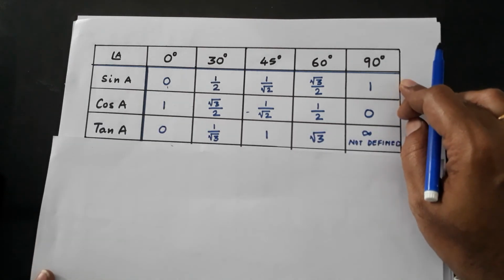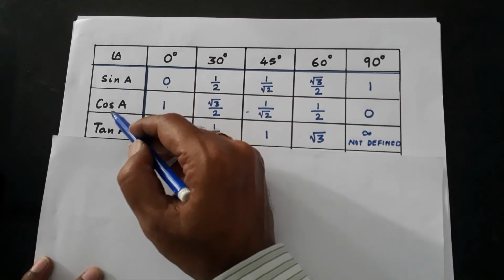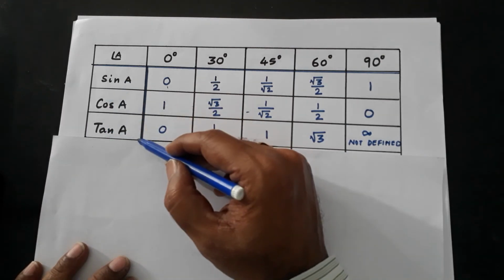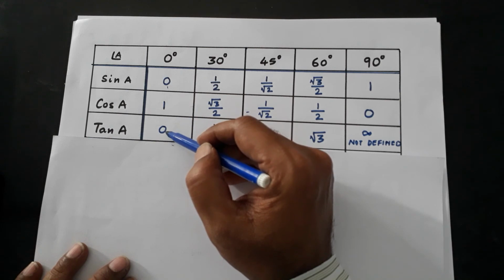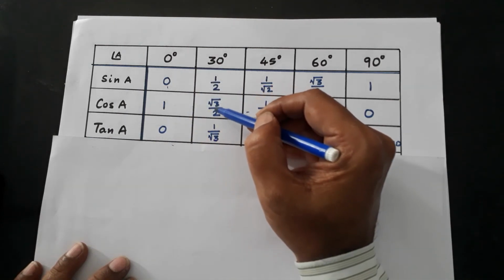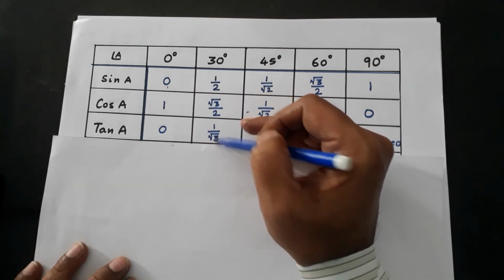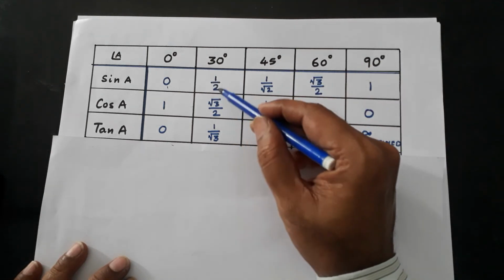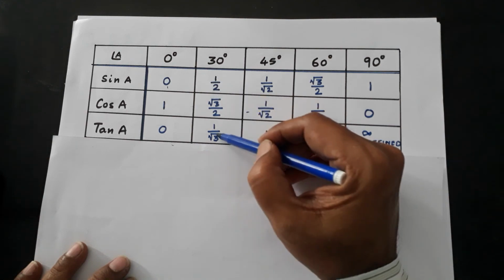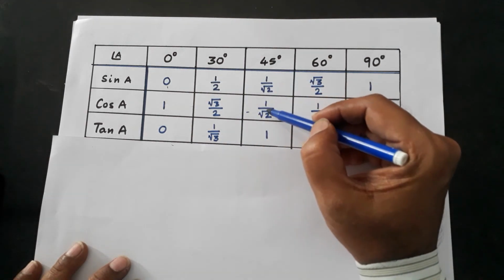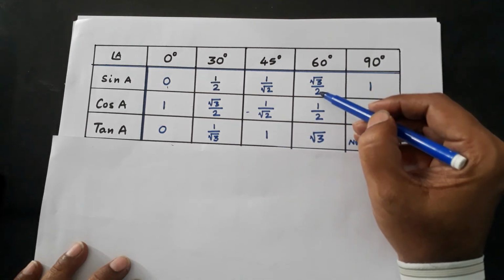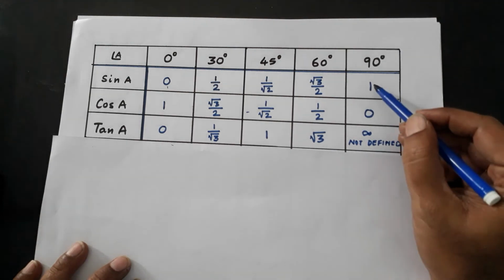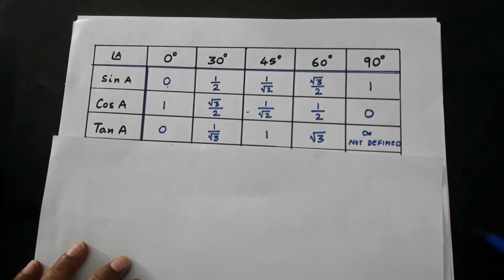How do we get tan? Tan is nothing but sin divided by cos. This divided by this is tan. Tan 0 equal to 0 by 1 is 0. Then 1 by 2 divided by root 3 by 2, the 2 cancels out, so we get 1 by root 3. 1 by root 2 divided by 1 by root 2 is 1. Root 3 by 2 divided by 1 by 2, the 2 cancels out, root 3 is remaining. And this is 1 by 0, which is not defined.